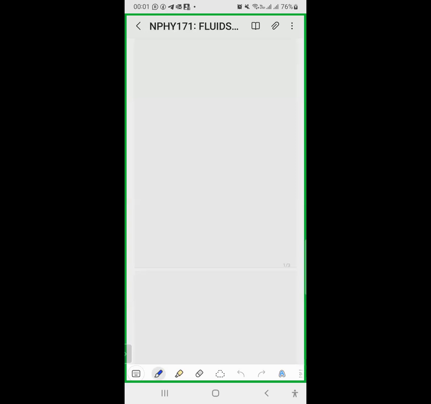Fluid mechanics consists of two branches: statics, which deals with bodies at rest, and dynamics, which deals with bodies in motion. So by definition, fluid mechanics deals with the behavior of fluids at rest or in motion and their interaction with solids.